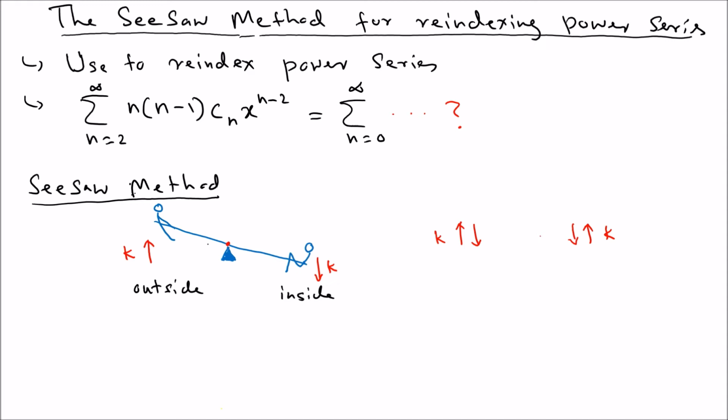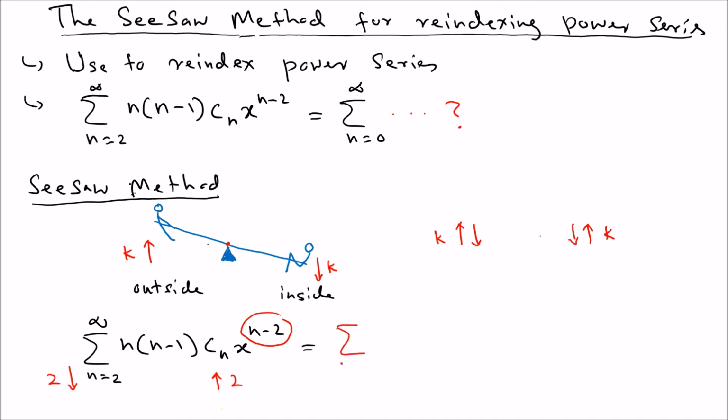Now let's look at the problem again. We had the sum over n going from 2 to infinity of (n minus 1) cn x to the n minus 2. Let's say you want to rewrite this using an index of x to the n. That means you want to increase the index of this one by 2. That's the inside part, so outside you're going to decrease by 2. So it's exactly the same as the sum over n going from 0 to infinity. Why 0? Because you go down by 2. And inside, all the n's we're going to increase by 2.